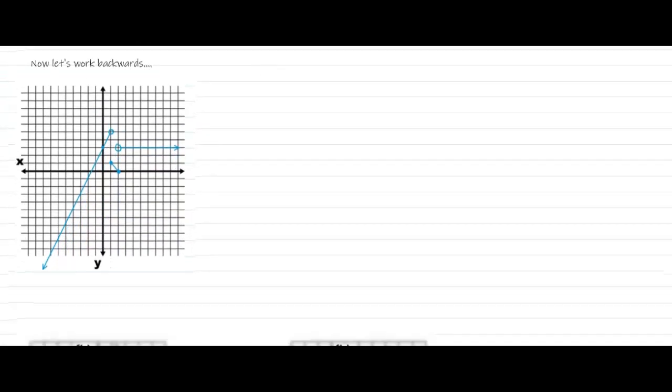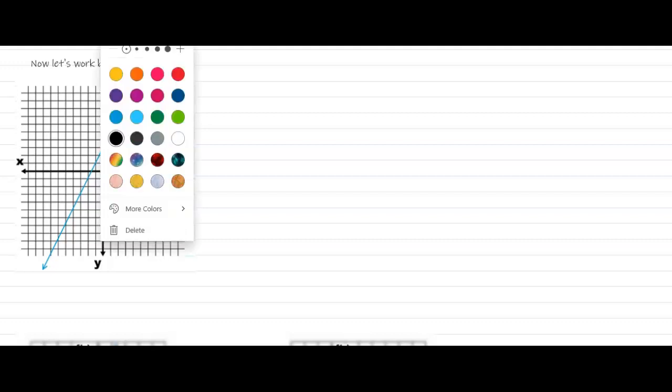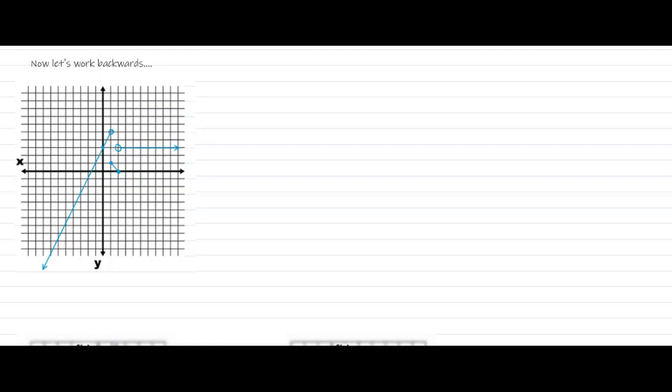Let's work backwards. Now we have a picture and we want to write what that function was that created this graph. So we know we can say f of x equals, but it's not just one line, it's going to be 3 different lines. So we put this bracket in place. And I'm going to number them. We have the first piece, the second piece, and the third piece. We need to write an equation for each piece.